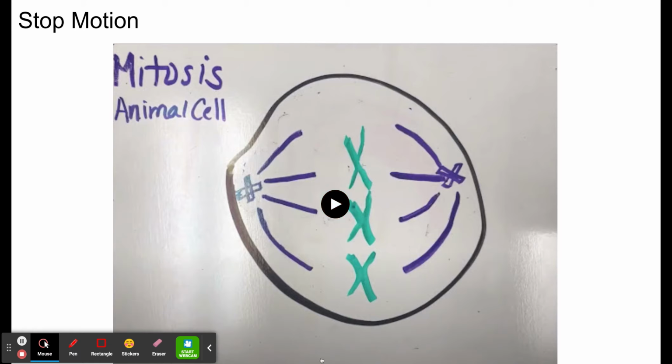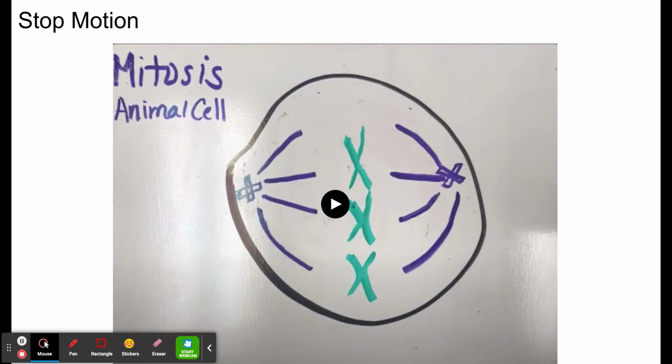Now, here's an example. This is just a whiteboard, showing stop motion animation for mitosis. This was done through a stop motion app. If you go to your app store or Play Store and type in stop motion, you'll find apps that will take pictures at intervals. For example, every time you clap your hand, the microphone picks up that noise and it triggers the shutter.